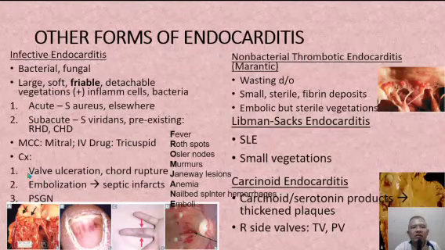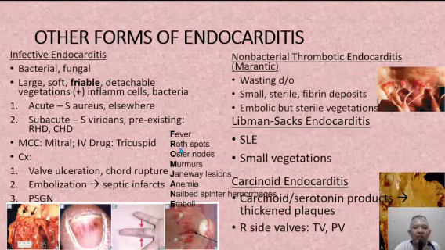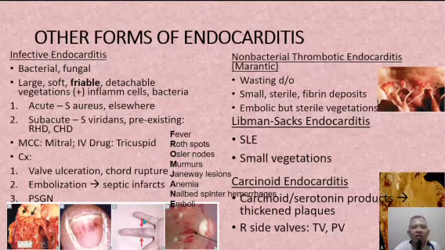So what are the complications? You have vegetations on the valve, ulcerations, cord rupture, embolization leading to, since it is infectious, septic infarcts, and post-streptococcal glomerulonephritis. What are the clinical manifestations? You have fever, Roth spots in the retina. Osler nodes, these are painful nodes in the pads of the palms and feet. Murmurs, Janeway lesions, these are painless lesions on the soles and feet. Anemia, nail bed splinter hemorrhages, and emboli.